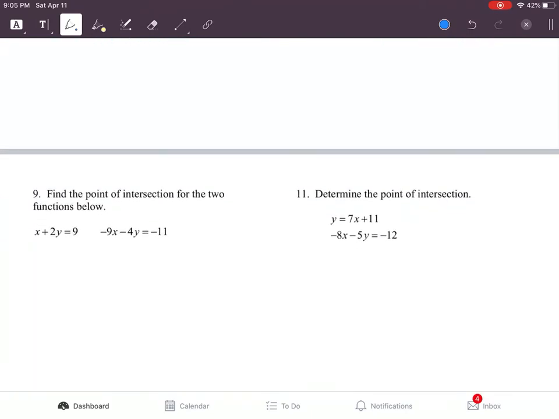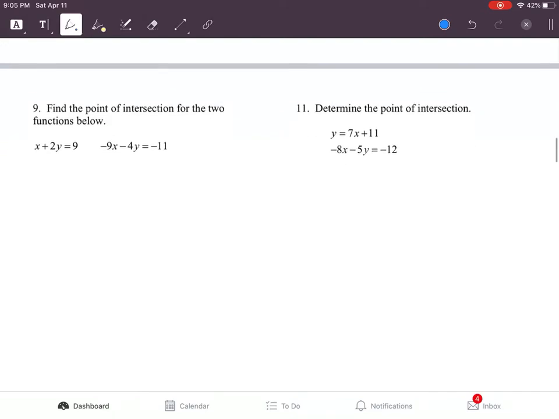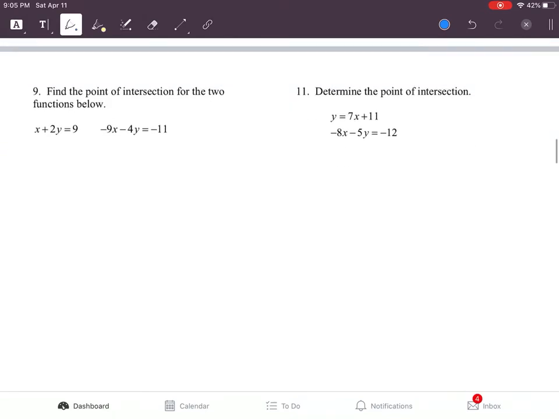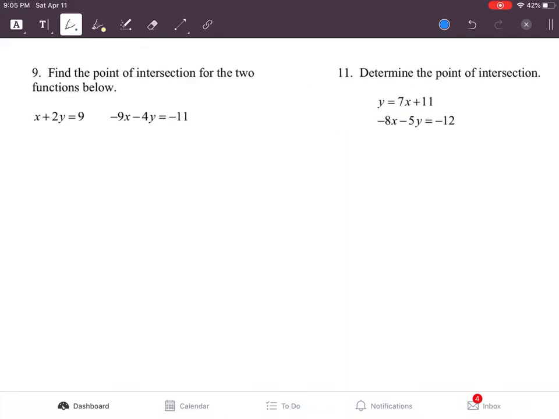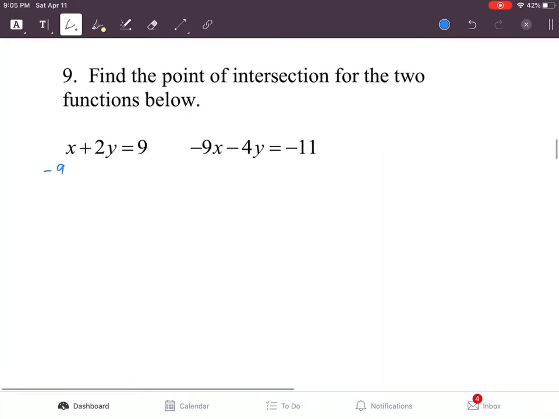All right, moving on. We've got some systems of equations. Let's do the top two. Okay. So it says find the point of intersection. That's basically the same thing as saying solve the system of equations. So what we're going to do is I'm going to move the one on the right-hand side underneath the one on the left. So I'm going to put negative 9x minus 4y equals negative 11.